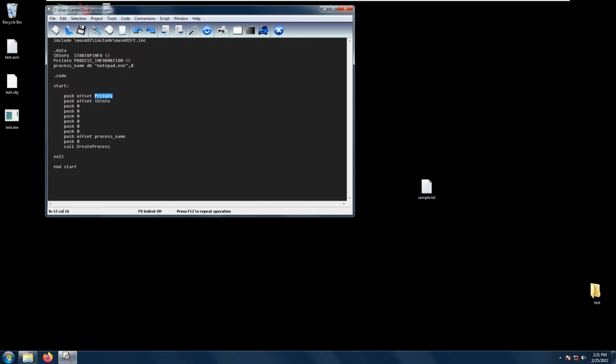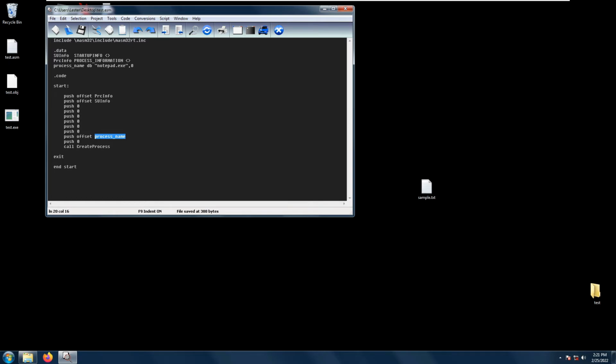structure, startup information structure, and the process name. The other parameters we can just leave as zero. So we first push the offset of the PRC info, or the process information structure, then push the offset of the startup info structure, and again just push zero for the other parameters. And this is the important part, wherein you push the offset of the process name.